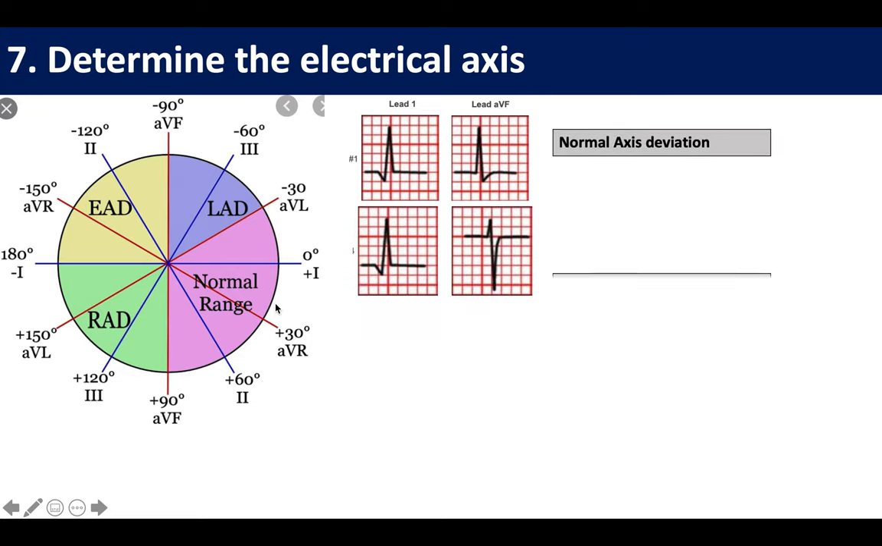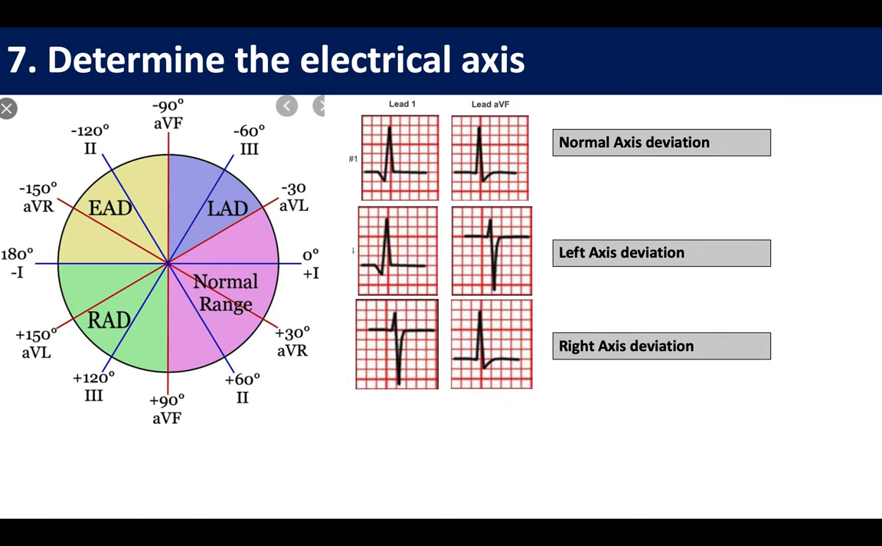But on the other hand, if you have a positively deflected lead 1, so it's in this direction, but you have a negatively deflected aVF, so it goes in this direction, then your heart basically lies between here and here, so you have a left axis deviation.